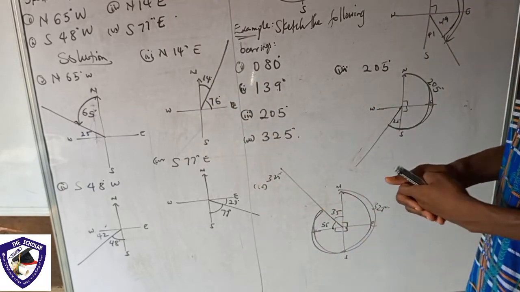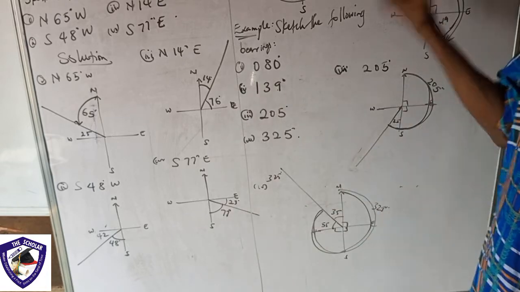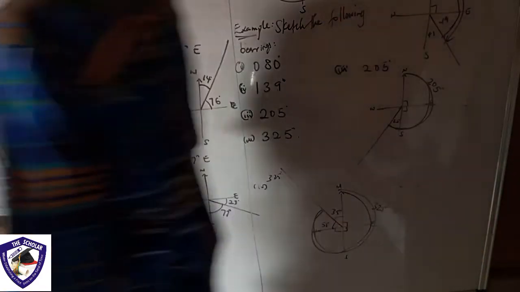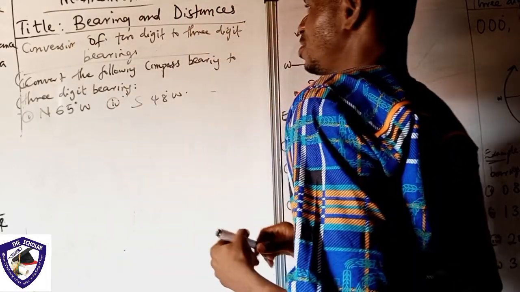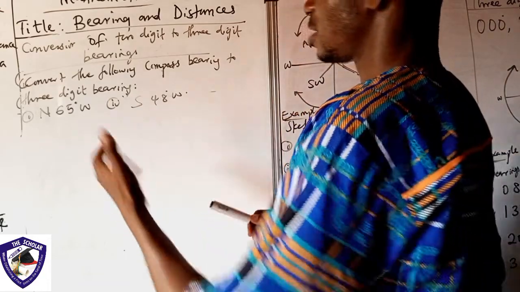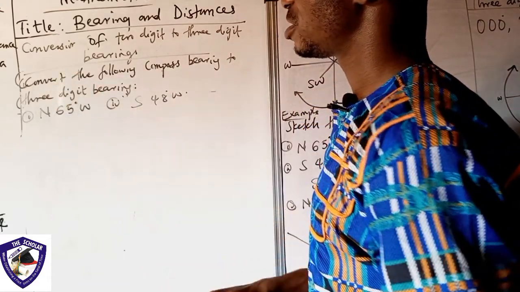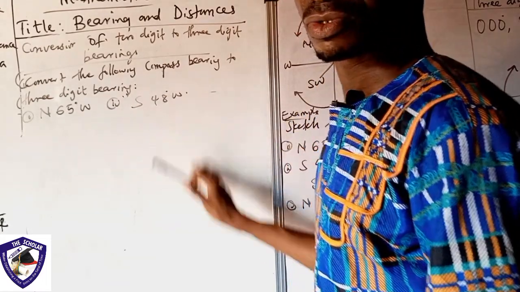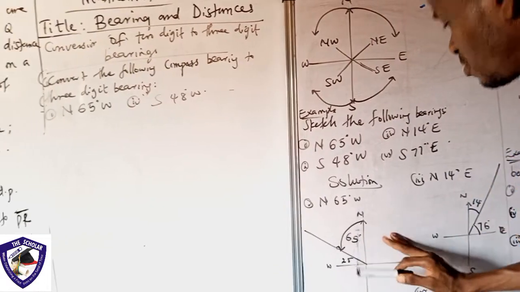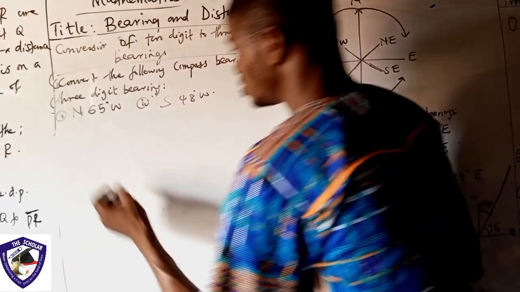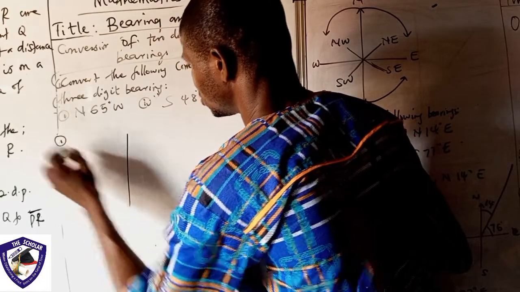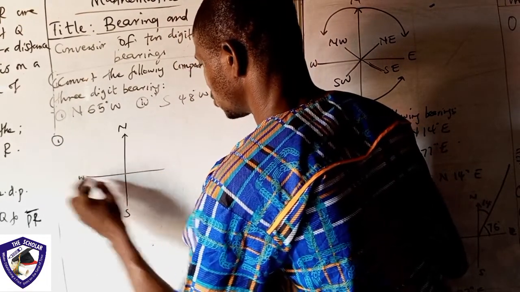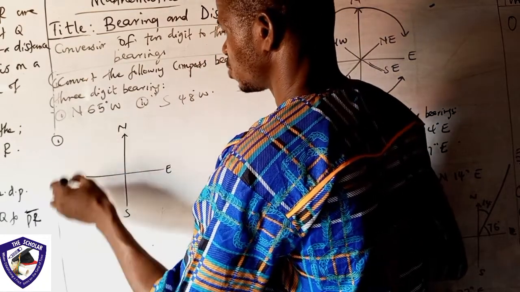Let's now look at conversion from 2-digit to 3-digit and from 3-digit to 2-digit bearing. I'm still going to use the same example on the board. Let's now look at conversion of 2-digit bearings to 3-digit bearing. Example: convert the following compass bearings to 3-digit bearing. North 65 degrees west and south 48 degrees west. Let's just stick with these two. It's on the board already. So let's look at the conversion. First one, draw your cardinal points: north, south, west, and east. Northwest 65.